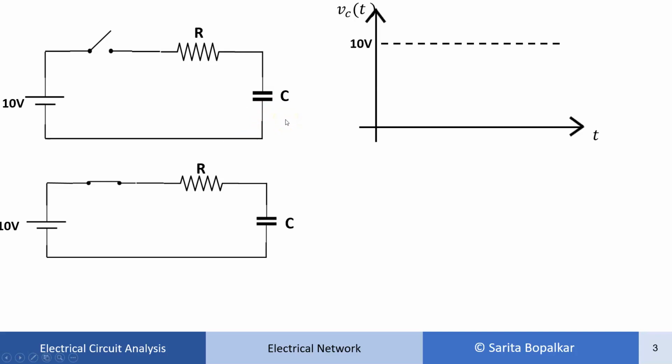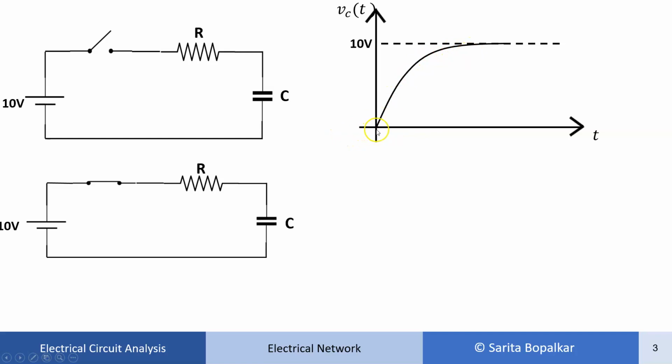Here at t equal to 0, I am applying this 10 volt. Before that, the voltage across the capacitor is 0. No energy is stored in the capacitor. So what happens at t equal to 0? When I close this switch, the voltage across the capacitor will start increasing from 0 volt to 10 volt. So it will take some time to reach 10 volt.